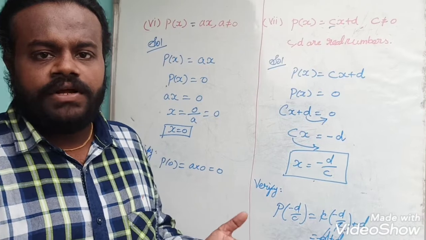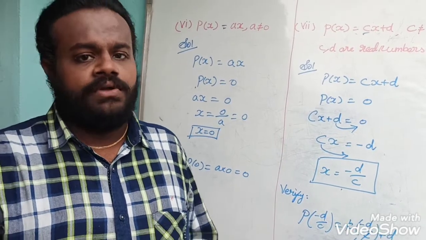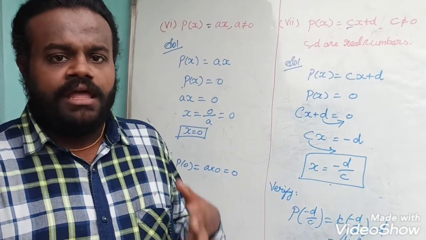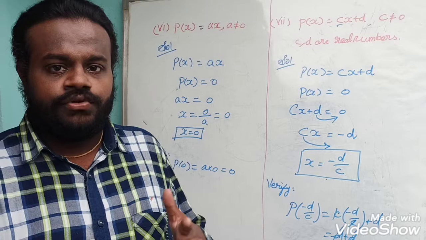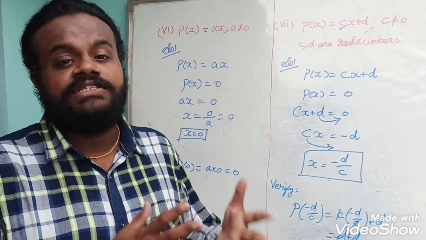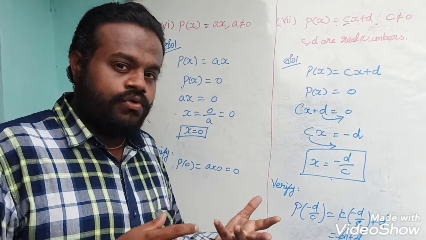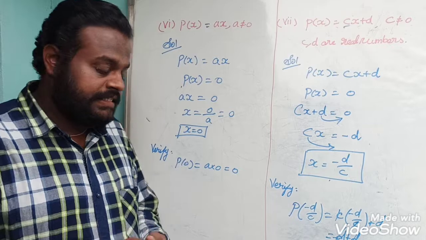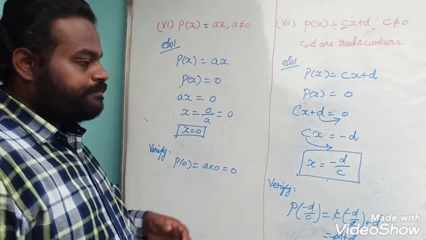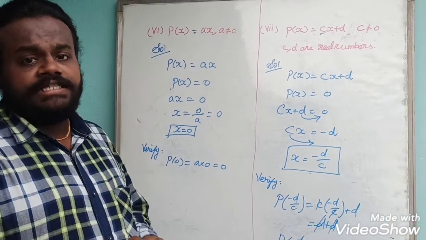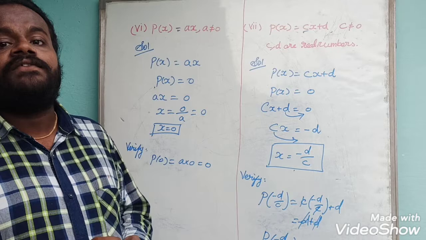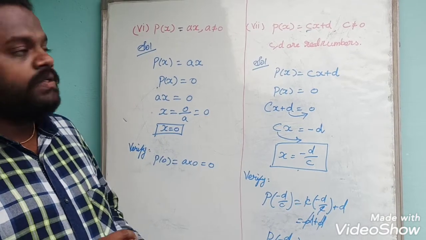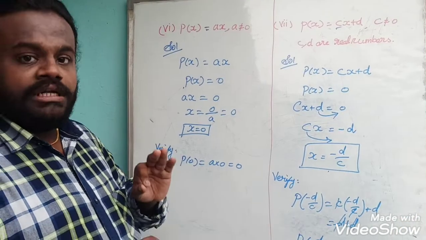In the next topic, we have to see the remainder theorem, that is the division algorithm. What is the division algorithm? p of x equals g of x into q of x plus r of x. What are p of x, g of x, q of x and r of x? q of x and r of x are nothing but the quotient and remainder. p of x we say as the dividend and g of x is the divisor. So next we move on to the remainder theorem.